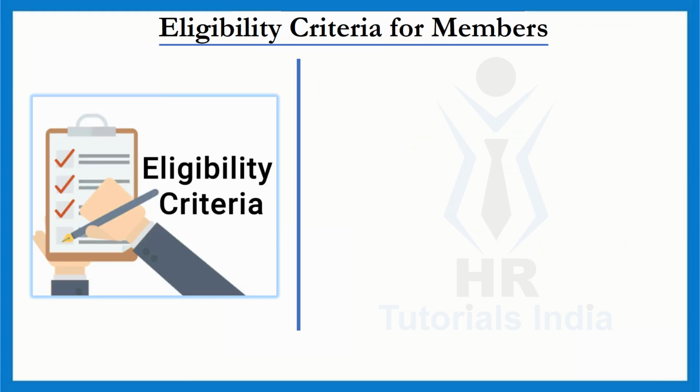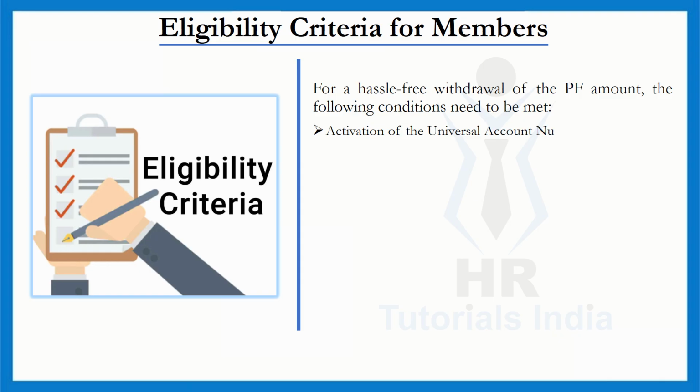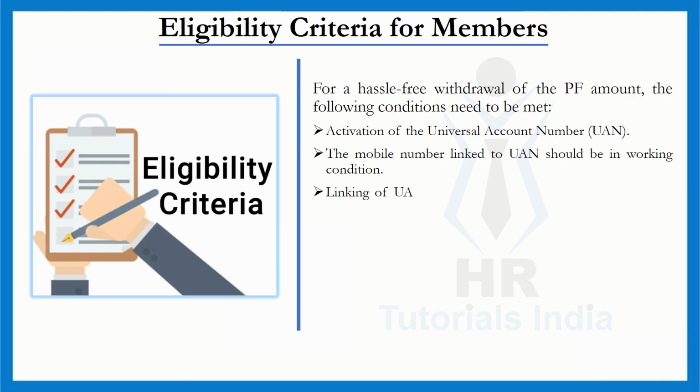Now let's talk about the eligibility criteria for members to withdraw their PF amount smoothly under EPFO 3.0. To ensure a hassle-free withdrawal, members need to make sure of the following. Your UAN, that is, Universal Account Number, must be activated. The mobile number linked to your UAN should be active and in working condition. UAN must be linked with all your KYC documents such as Aadhaar, PAN, bank account number, and IFSC code. Once these conditions are met, you'll be able to withdraw your PF easily and enjoy the new instant withdrawal features of EPFO 3.0 without any delays.